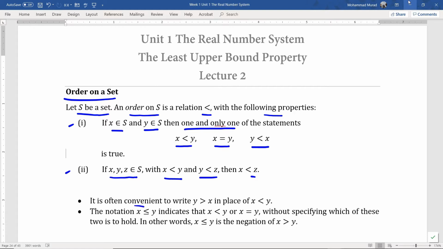It is often convenient to write Y larger than X in place of X smaller than Y. The notation X smaller or equal to Y indicates that X is smaller than Y or X is equal to Y, without specifying which of these two is to hold. In other words, X smaller or equal to Y is the negation of the statement that X is larger than Y.